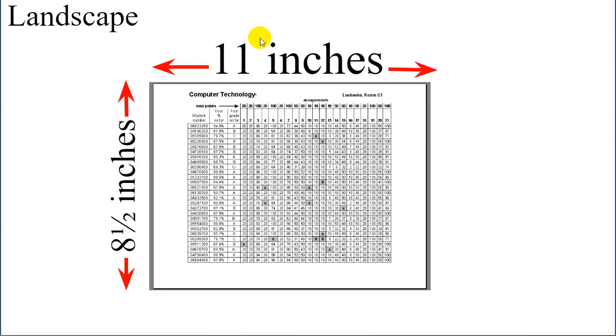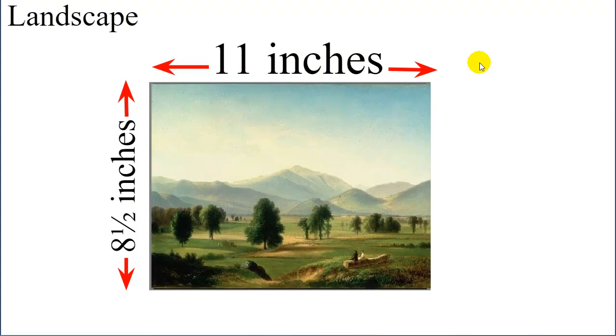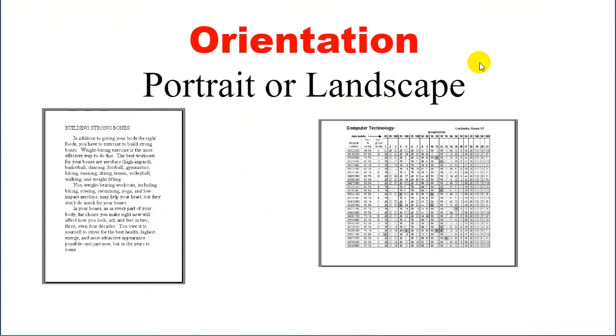Landscape is turned sideways. It's 11 by 8.5. We always give the number across the top first, 11 by 8.5. If you were going to go outside and draw a painting of a beautiful mountain and rivers and trees and grass, you would probably turn your canvas this way, landscape. There's portrait and there's landscape.